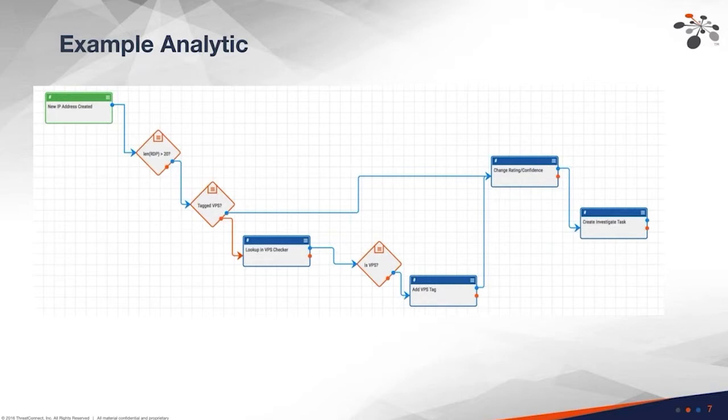I may have some supplementary information, like I said, that I can bring in. Maybe I look it up in a feed or a VPS checker app or something like that, and if it matches those criteria, then I can add the tag for later analysis. And we move towards the right, there's this box here on changing the rating and confidence. So now I can start to store the results of some of these questions, the answers that come back, and that can kick off further analytics, that can inform further decisions, and I can create investigative tasks.